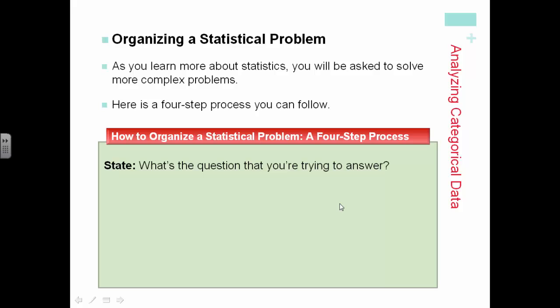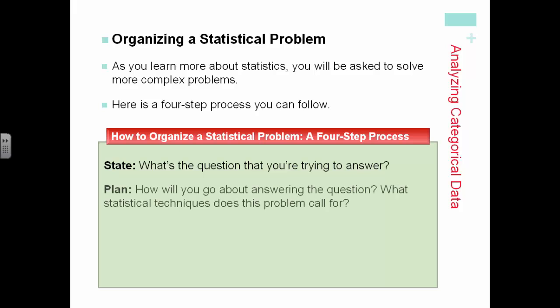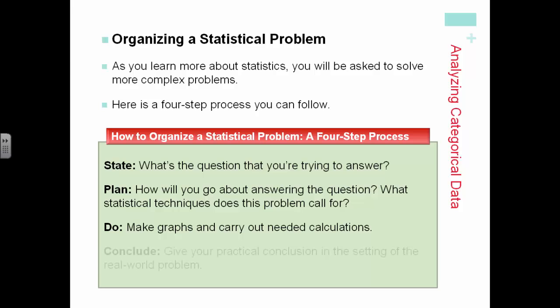We use a four-step process throughout the entire class in order to organize a statistical problem. First, we state what the question is that we're trying to answer. Then we plan how we're going to go about answering the question and what statistical analysis techniques we could use. Then we make graphs and carry out our needed calculations. And finally, we give a practical conclusion in the setting of the real-world problem. It's real important, everyone, that you give your conclusion in sentences. It's also important that you state it in the context of the problem.